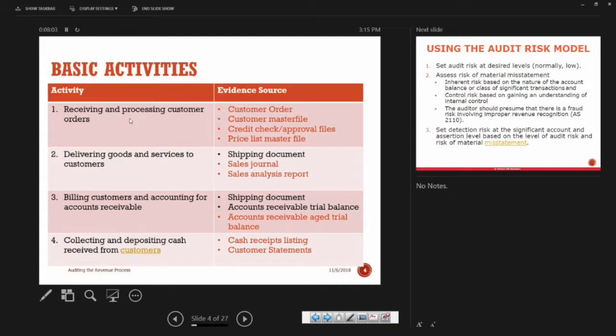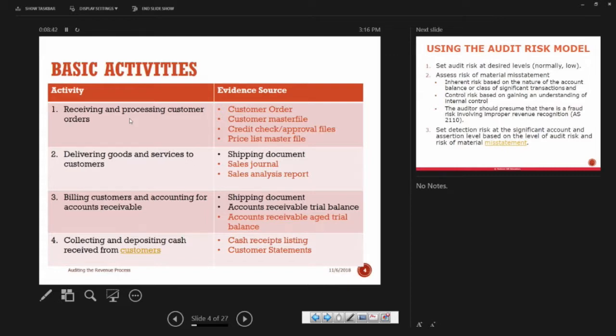budgeted numbers. Then, once we deliver the goods, we also want to make sure that we bill our customer, right? So we ship the goods, and information about that shipment should immediately go to update the sales journal and update accounts receivable, right? Debit receivables, credit revenue, and an invoice is generated that goes to the customer, that serves as billing the customer. So the important documents would be the shipping document, obviously, the accounts receivable trial balance, and the accounts receivable aged trial balance. Those are the documents that the auditor reviews.